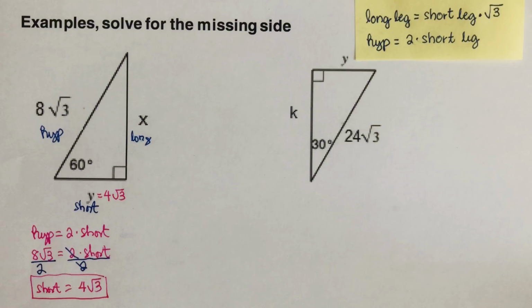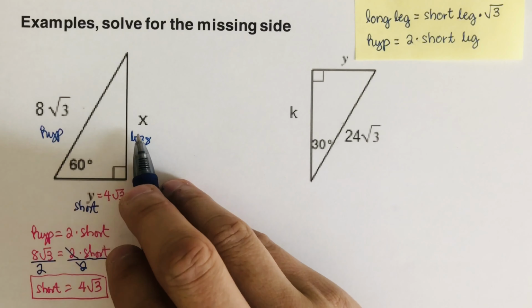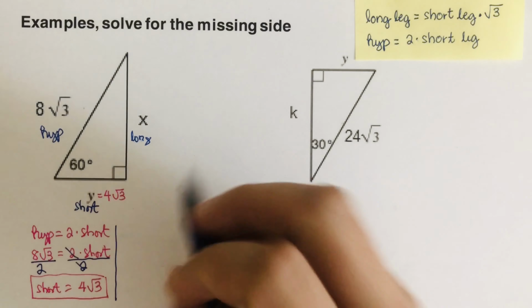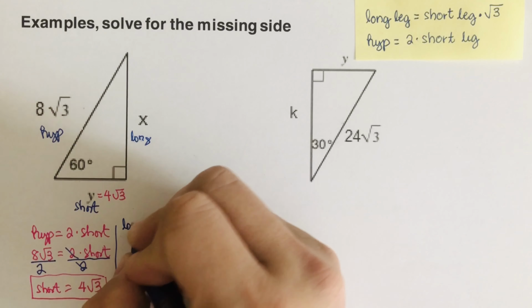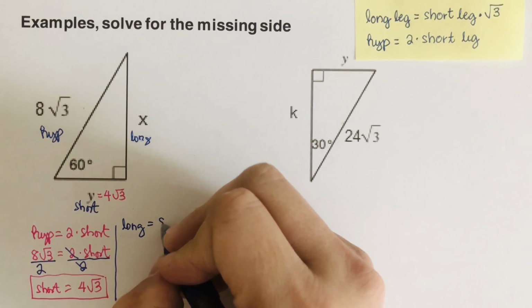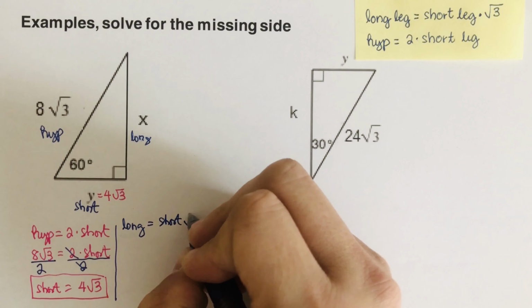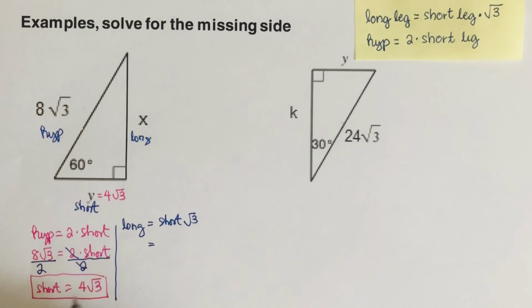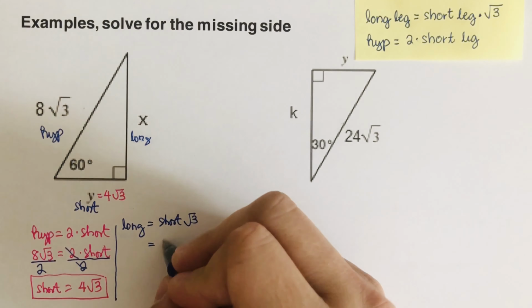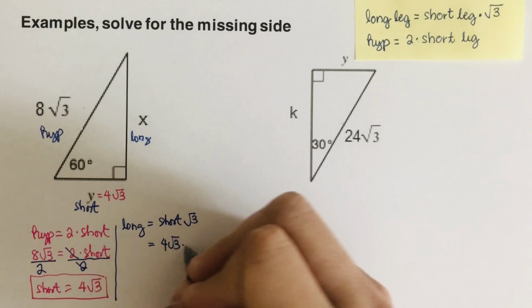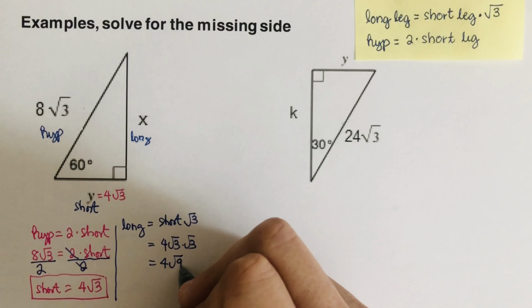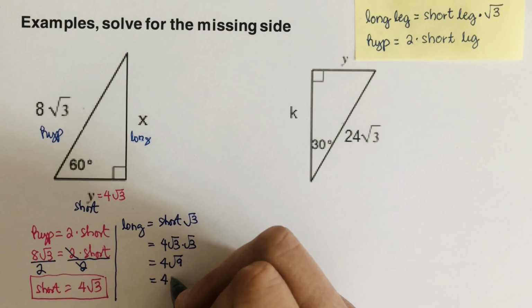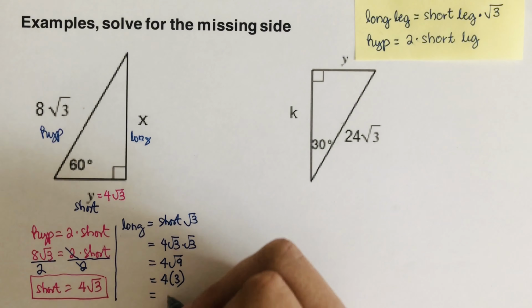So we already got the short. We are missing the long to complete everything. So to find the long, we're going to use this equation right here. So that is long is equal to short times square root of 3. So our short, we solved it already over here, which is 4 square root of 3. And we got another square root of 3. So then this is 4 square root of 9. Square root of 9 is 3. So 4 times 3 is 12.